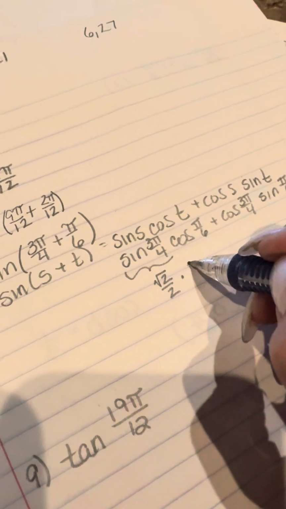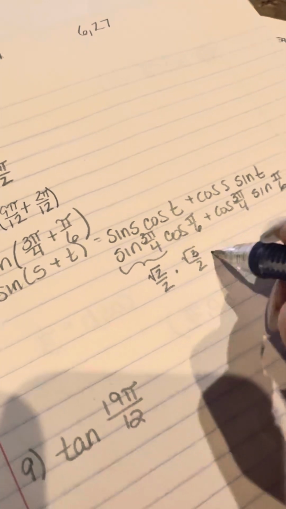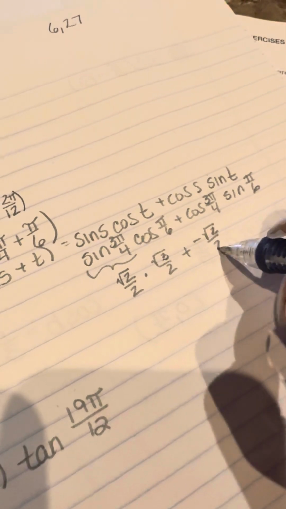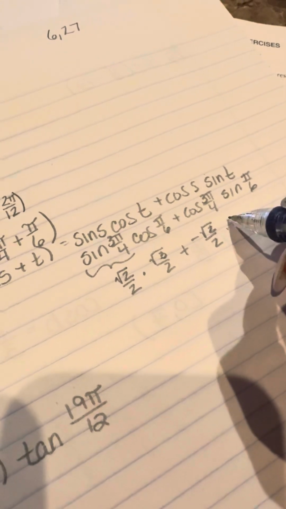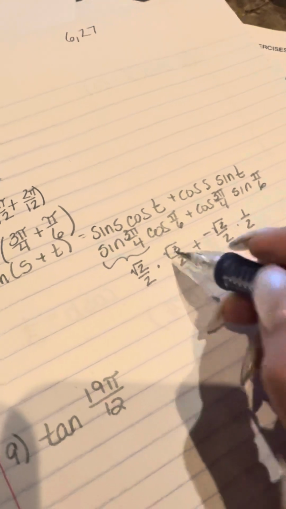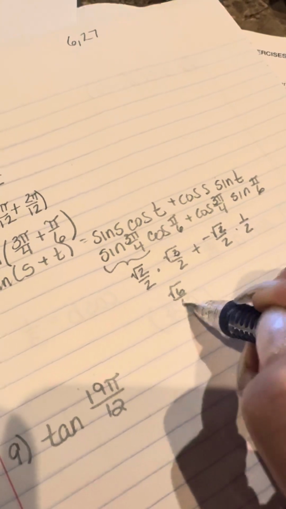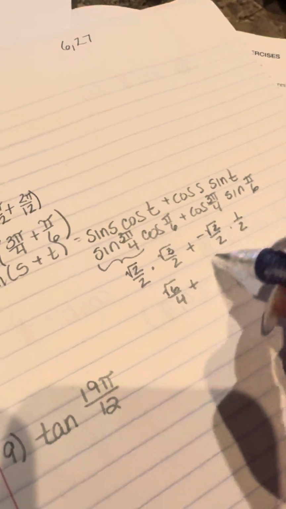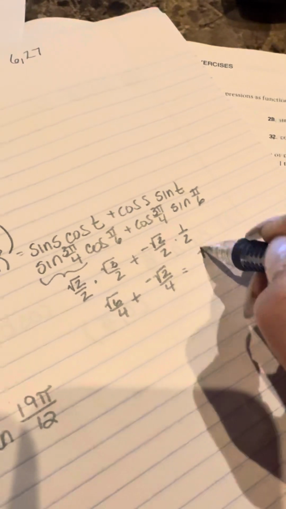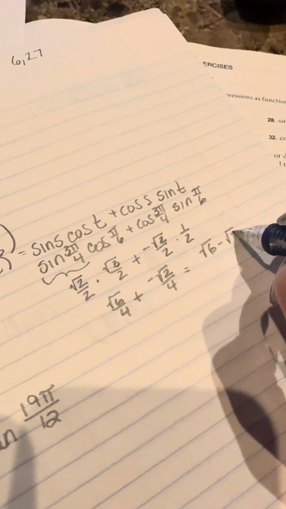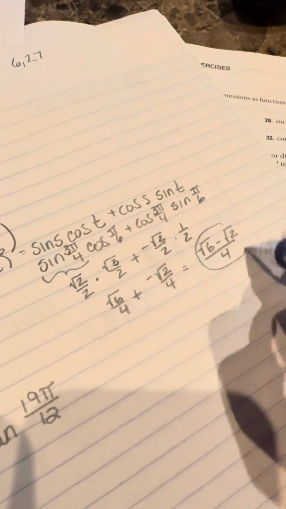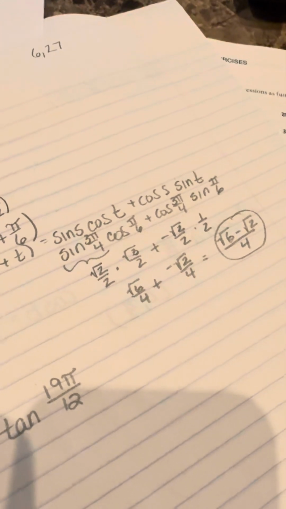Cosine of pi over 6 is square root of 3 over 2. Cosine of 3 pi over 4 is negative root 2 over 2. Sine of pi over 6 is 1/2. All off the unit circle. We can multiply here, so we get the square root of 6 over 4. We can multiply here, so we get negative root 2 over 4. And when we combine those together, we end up with this. We cannot actually subtract these two because the radicals are different, so that's your final answer.